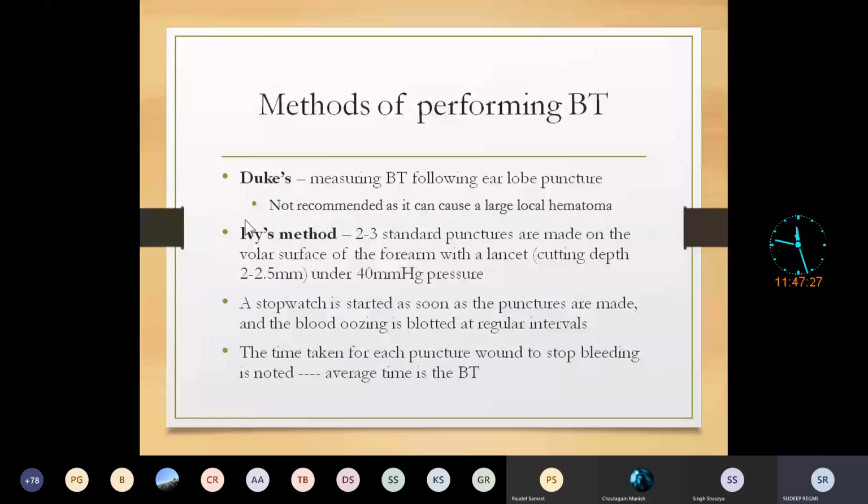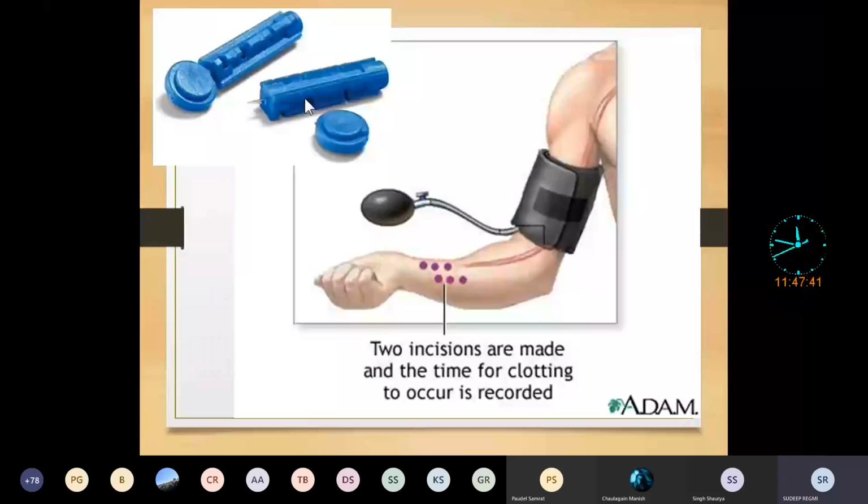Whereas Ivy's method is a recommended method where 2 to 3 standard punctures are made on the volar surface of the forearm with a lancet. A lancet is an instrument, here you can see, which punctures the skin. It will be sterile. We just break this, take it out, and there will be a sharp needle which will make punctures. 2 to 3 punctures will be made in the forearm.